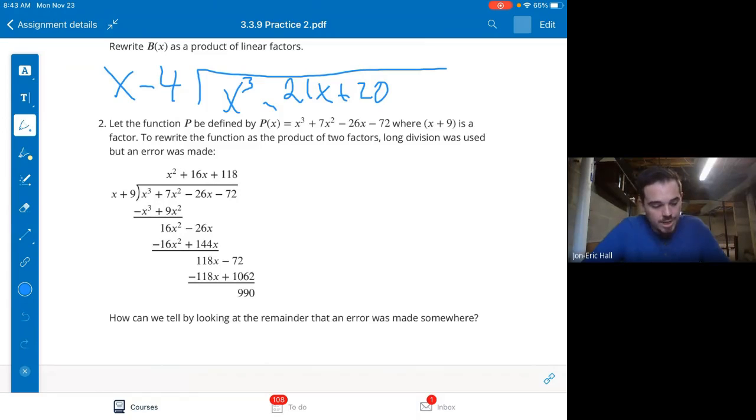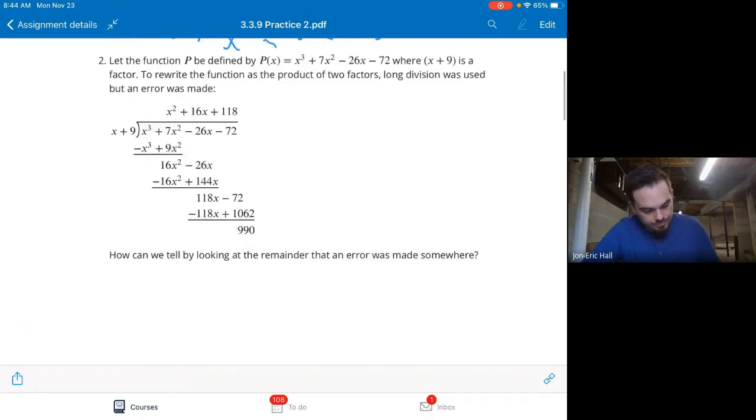For number 2, let the function p be defined by p of x equals blah, blah, blah. X plus 9 is a factor. To rewrite it as the product of two factors, long division was used, but an error was made. So the question is, what is the error? That's what we want to find out. What's the error here, right?